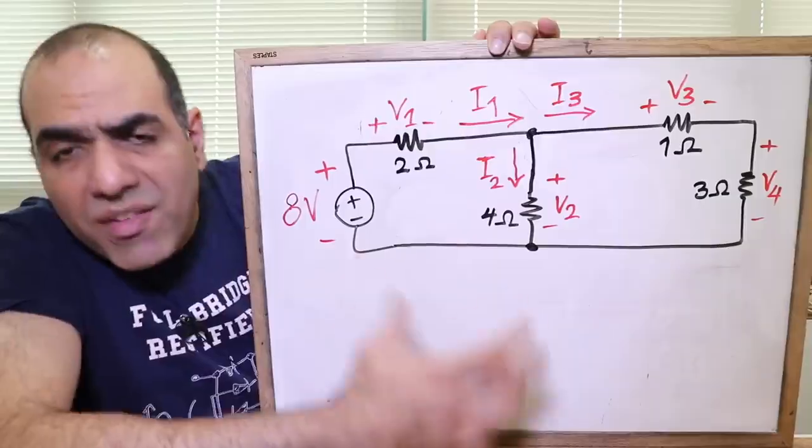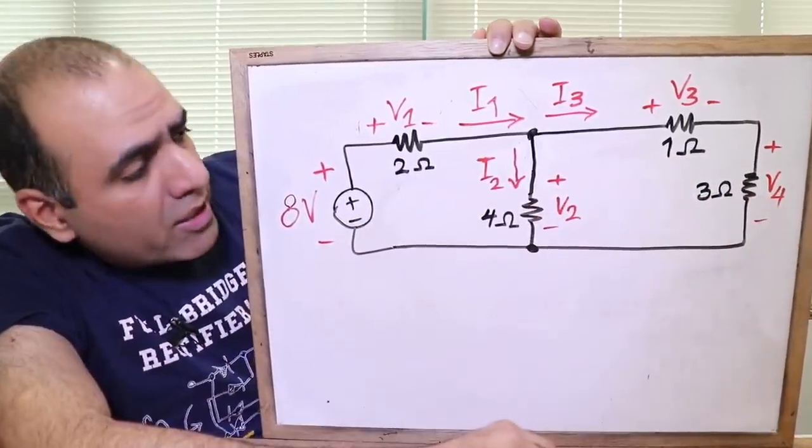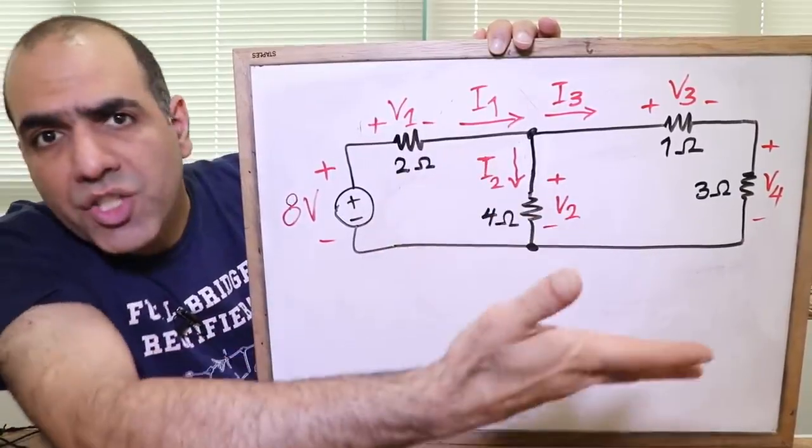Very simple. Now you know lumped model, KVL and KCL. Let's do an example. We have a circuit like this with an 8-volt power supply and a bunch of resistor values like this, and I've assigned polarities and directions as you see.